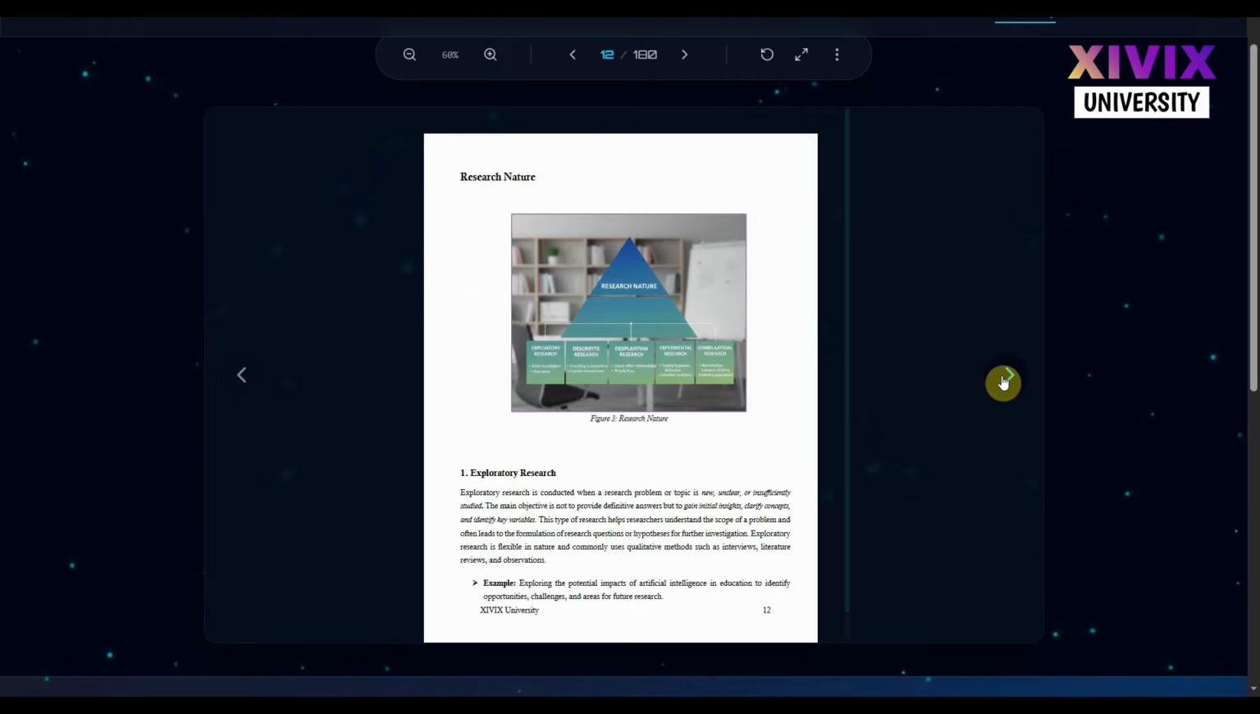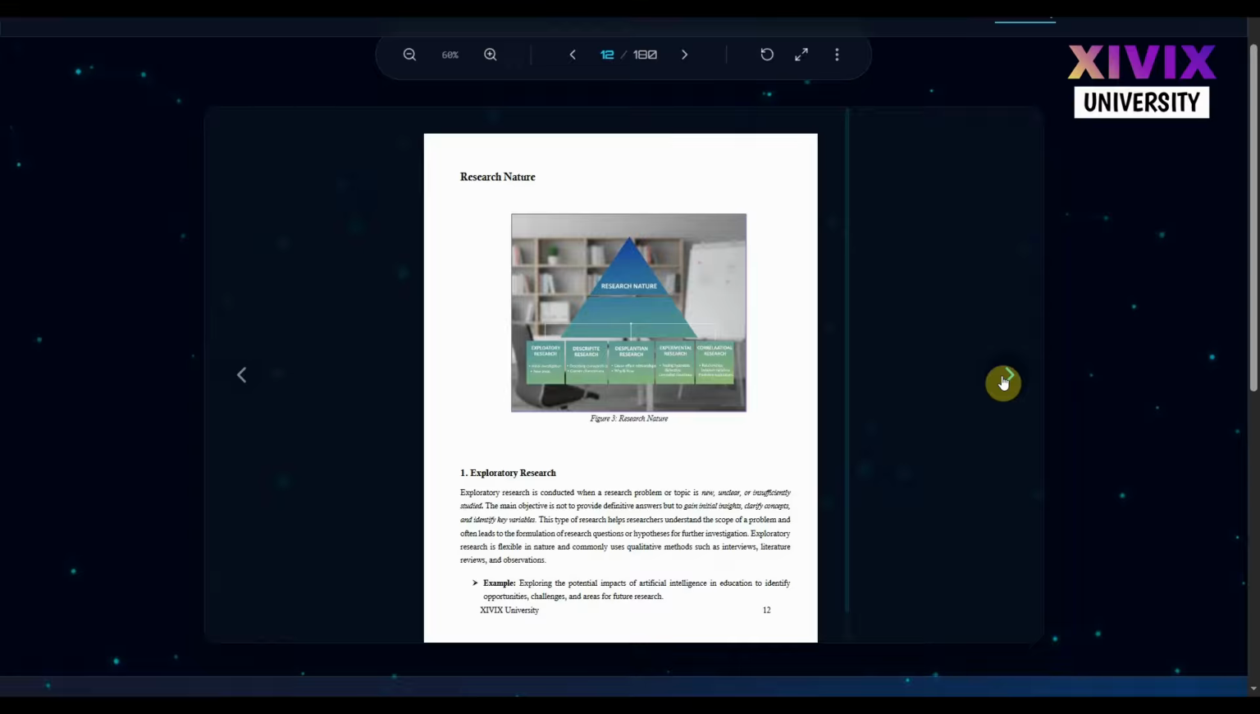So based on its nature, we have divided research into 5 types. The first one is exploratory research, and the second one is descriptive research, and third one is explanatory research, and the fourth one experimental research, and the last one is correlation research.